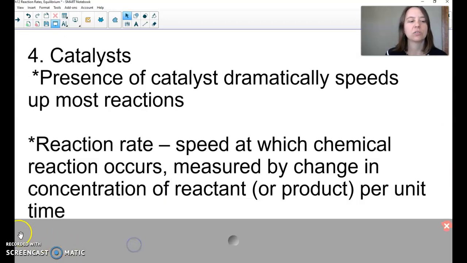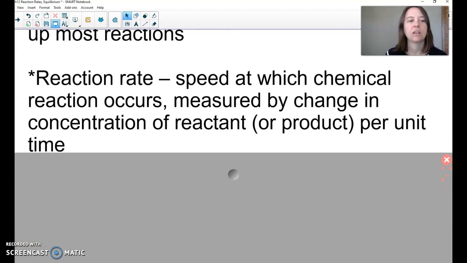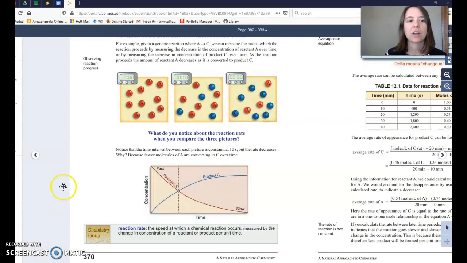So, what is reaction rate? The reaction rate is the speed at which chemical reactions occur, and it's measured by the change in concentration of the reactant, or you could do a product, per unit time. So we have a chemical reaction occurring, and then we measure the concentration of the reactant at the beginning, and then maybe in the middle and at the end, and that determines our reaction rate, how fast the concentration of the reactant is changing. Let's look at a diagram of this.